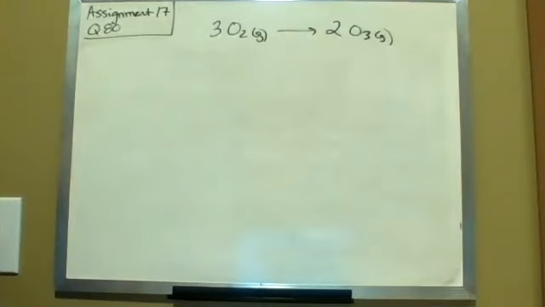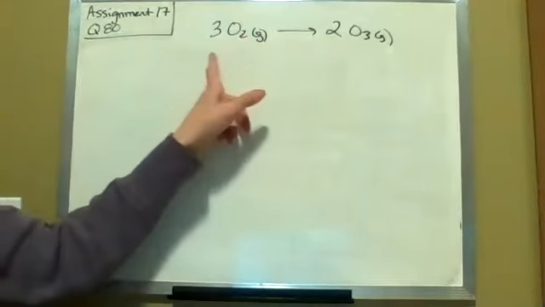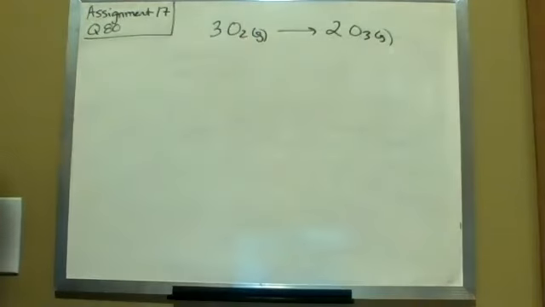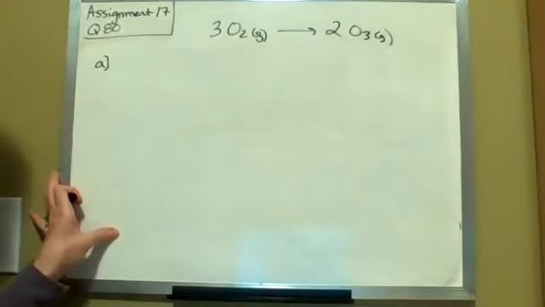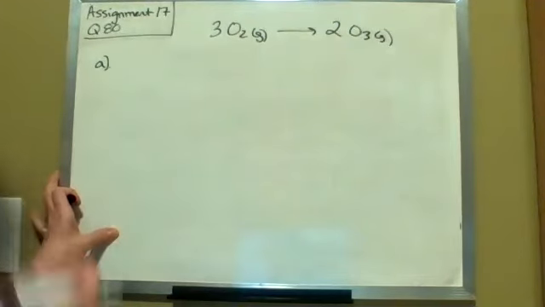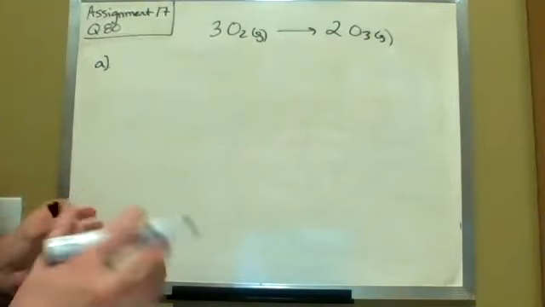This is assignment 17, question 80. In this case, I'm talking about the formation of ozone from O2. Here I've written out the balanced chemical equation for this. The first part asks whether the formation is favored at all temperatures, no temperature, high temperature, or low temperature. We have to find out what the state is regarding delta H and delta S.